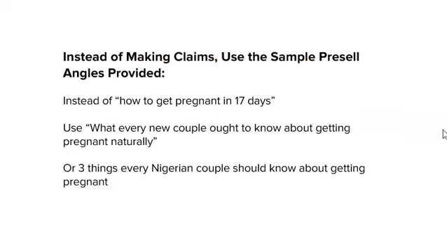So let's say you want to promote a product that can actually help people get pregnant in 17 days. Instead of running an advert that says how to get pregnant in 17 days, you can say what every new couple ought to know about getting pregnant naturally. That sentence is neutral and it doesn't break any Facebook advert policy, so they are okay with it.